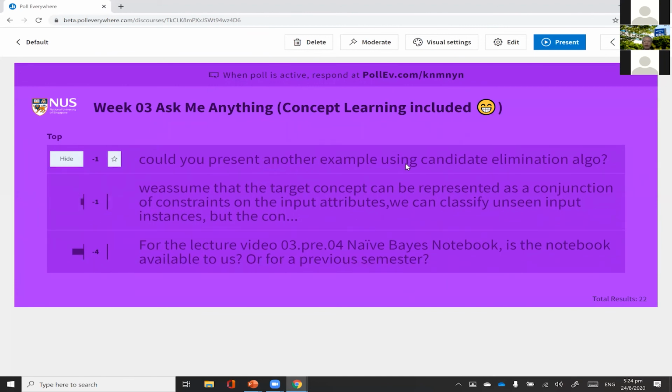Could you present another example using the candidate elimination algorithm? We could. You might see some on your tutorial. You might see some in your midterm. Okay, so that's where I'm going to present another example. If you're not sure and you want another example constructed, you might ask again on the forum or ask the TA. And if we have bandwidth, we can consider it. Unfortunately, because there's enough other things to fix in the course, we may not get to all of these nice-to-haves, but not essential.